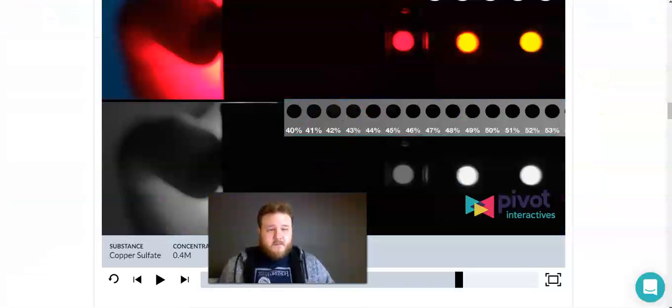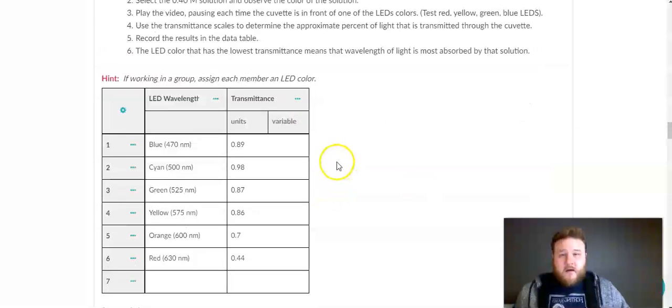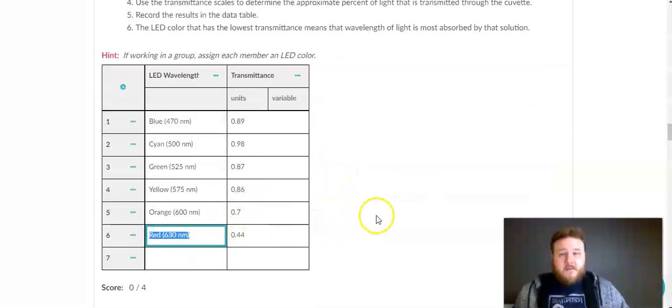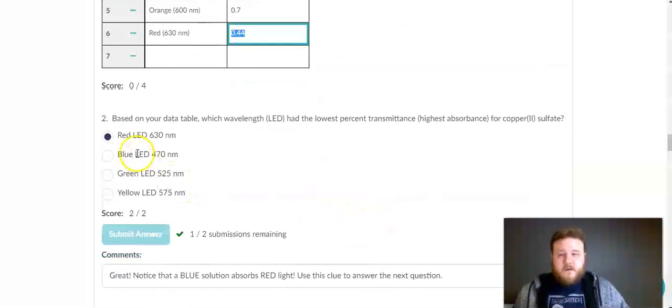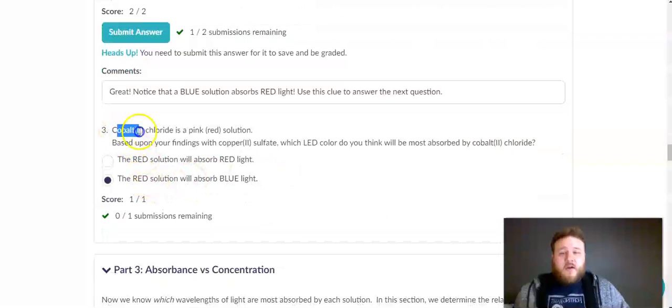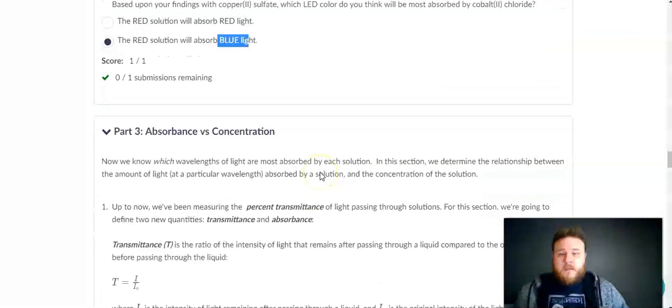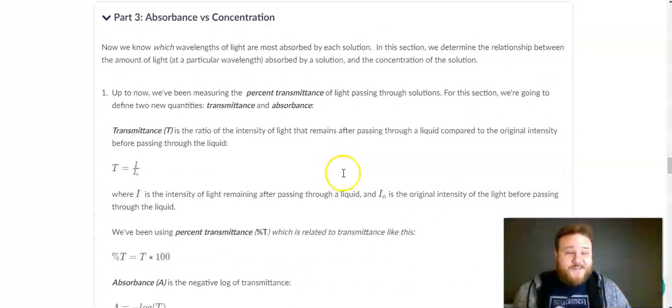All right, so let's go back to this. Takeaway here, it is absorbing the red light the most at a 44% transmittance. So red light is what it's absorbing. That means the cobalt, if the cobalt is a pinkish red solution, that red solution is going to absorb the blue light the most. Which blue light? I'm not sure if it's the blue or the cyan, but it's going to absorb on that end of the spectrum more. All right, now let's get to the harder part, okay?